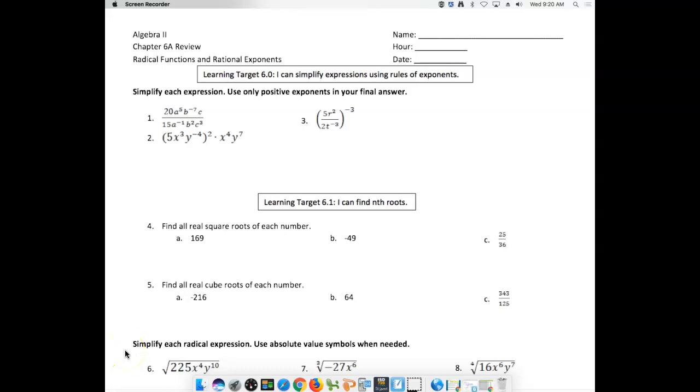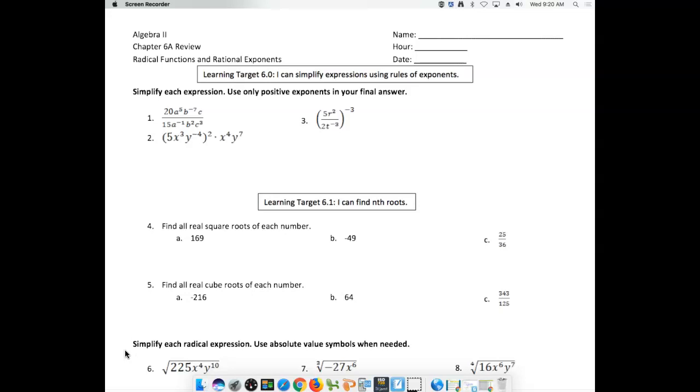All right, hi everyone. This is our practice test for Chapter 6A for Algebra 2. We're looking at our orange sheet, at 1, 2, and 3. As we can see, this is about our power rules. A couple things we need to remember: we should never, ever, ever have a negative exponent in our answer.